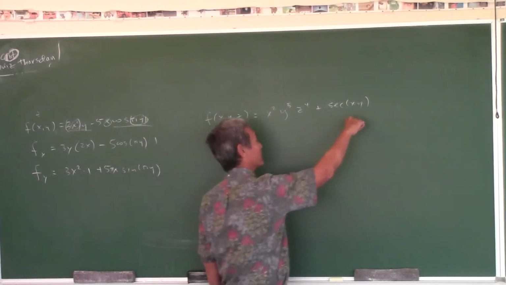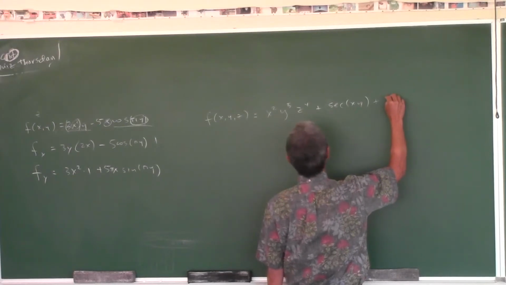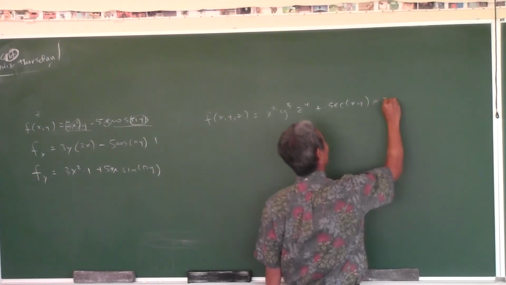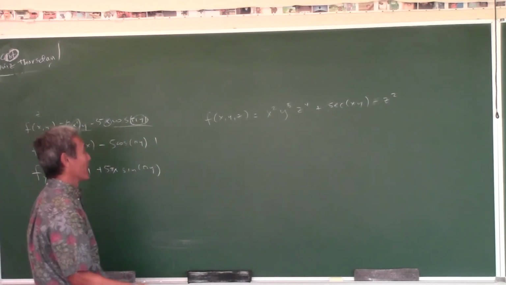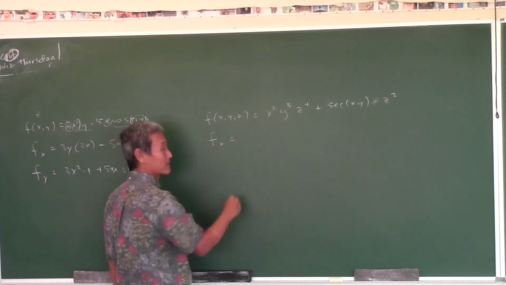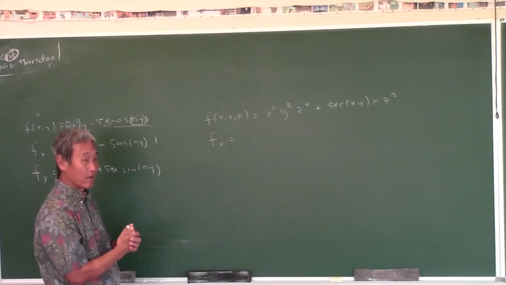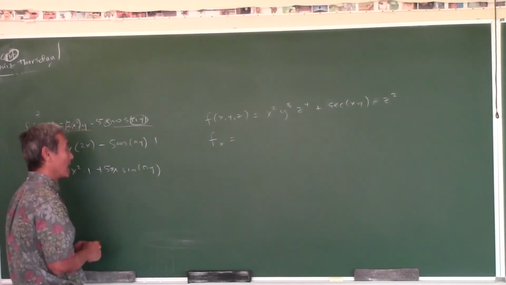Let's put in a z term. Plus, what can we do? Minus z squared. Whatever. We can graph that on Wolfram Alpha if we have to. Okay, so what's the partial of this function with respect to x? So x is your variable. All other variables are constant. Okay, so everybody's going to do one.